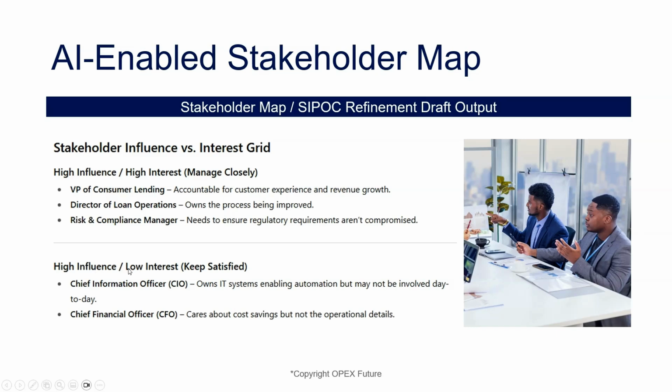Then we have our high influence but low interest, people you want to keep satisfied. Don't forget about them. We have our CIO. They own the IT systems enabling automation, but may not be involved day to day. We have our CFO, and they care about the cost savings, but not the operational details. This is an example of the output that we're able to create with our stakeholder map.